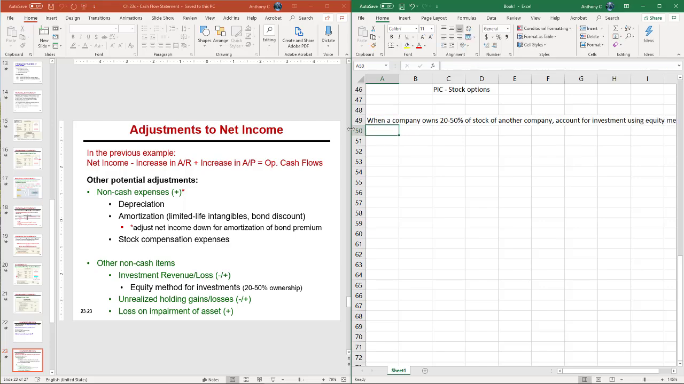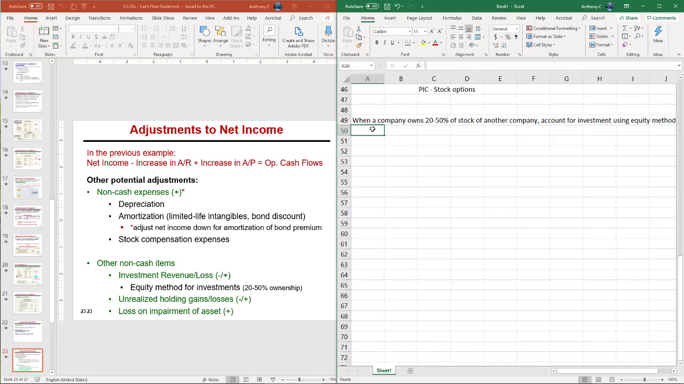So we're going to use this equity method. Now the equity method just means that we increase our investment account when our equity in the company we invested in increases. And similarly, we'll decrease the investment account when our equity in the company decreases.